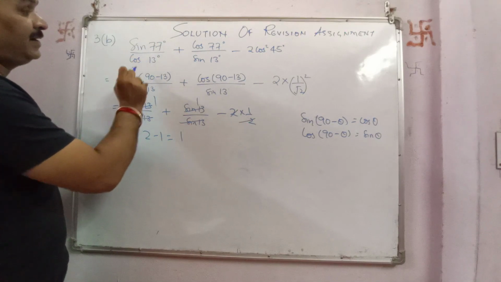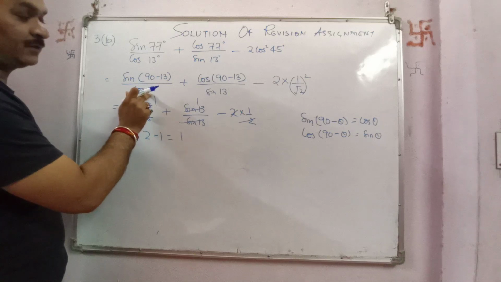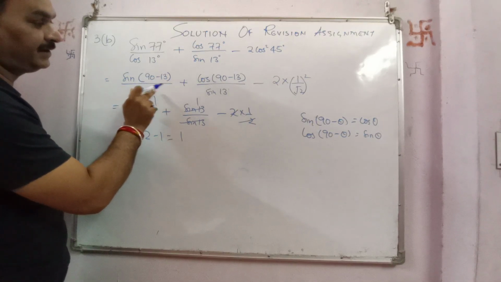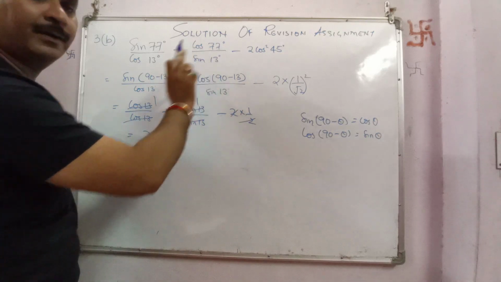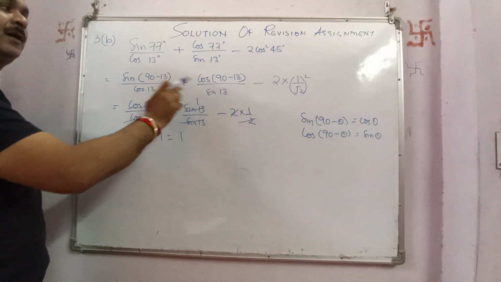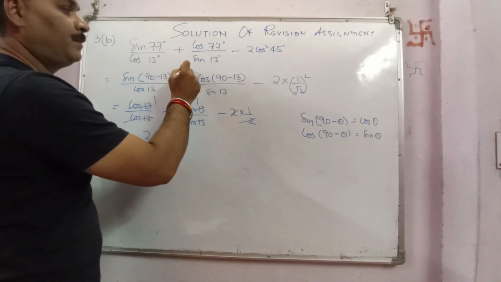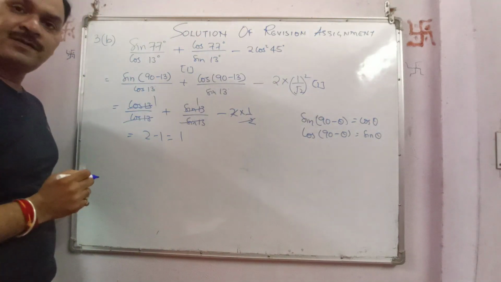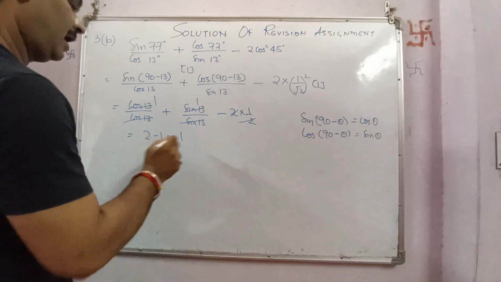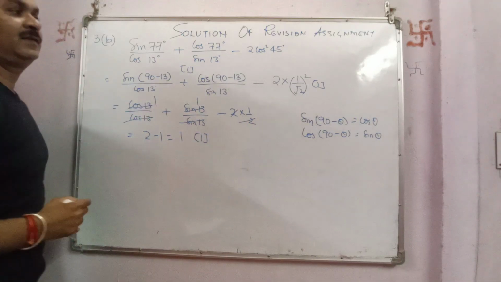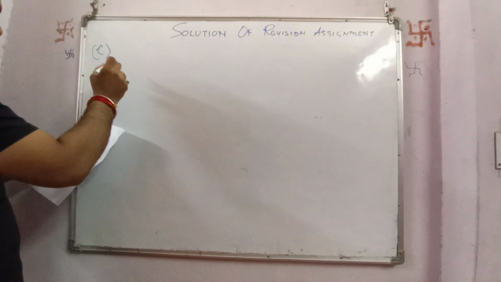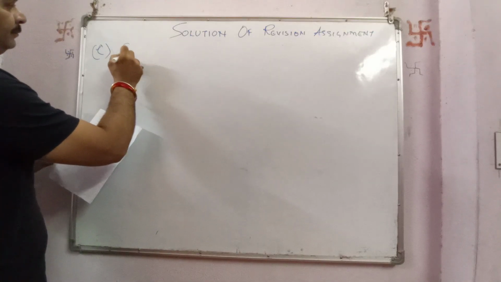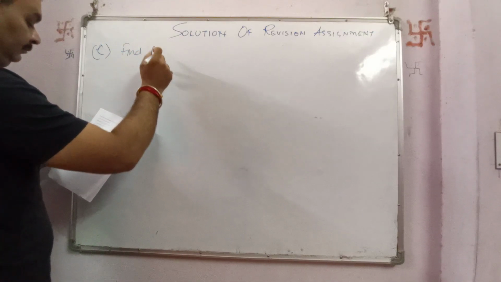Now mark distribution. You can write either sine 90 minus 13 for 77, or you can write sine 90 minus 77 in place of cos 13. In place of cos 13, you can write cos 90 minus 77. Same goes here. So either of the conversions is correct, 1 mark. 1 mark for the correct substitution of the value of cos 45 and 1 mark for the answer.